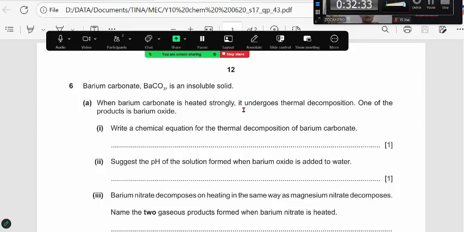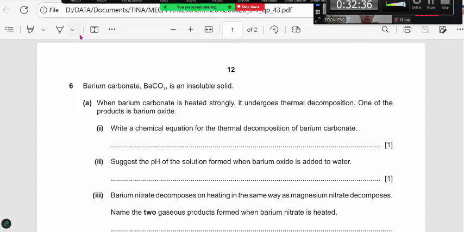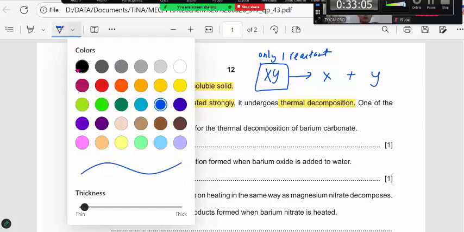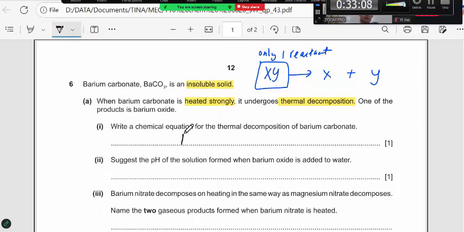Barium carbonate is an insoluble solid. When barium carbonate is heated strongly, it undergoes something called thermal decomposition. Thermal decomposition is where you take a compound, you heat it up, and it splits apart. Only one reactant. If it's only one reactant, it's a decomposition reaction. That means it breaks apart. Write the chemical equation. This one you haven't learned yet, I'm teaching you now. When you heat carbonates, they become oxide and release carbon dioxide gas.